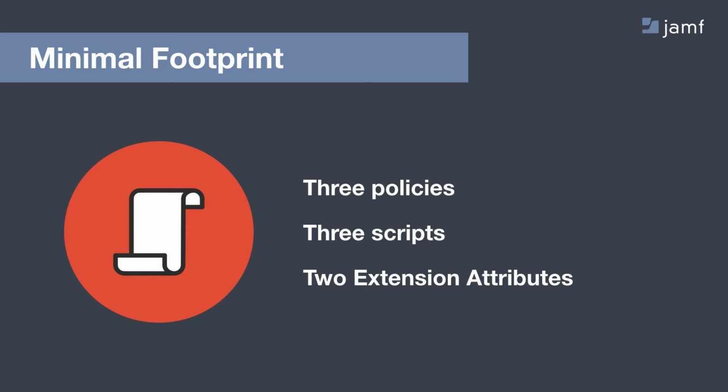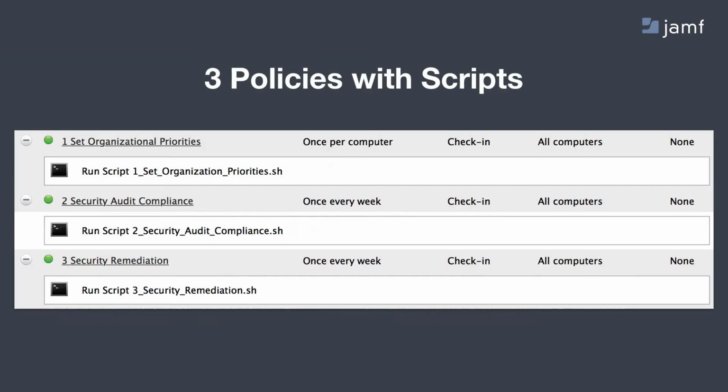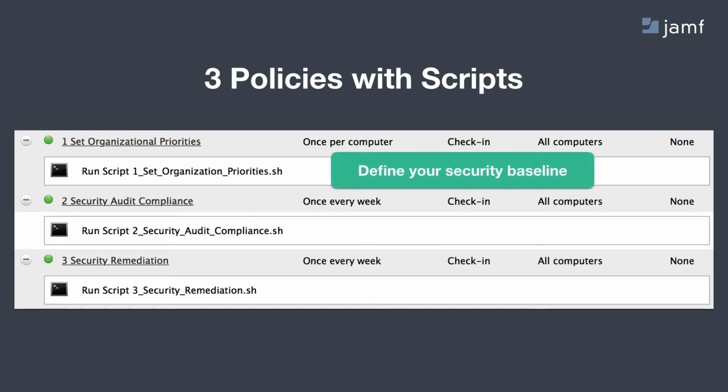3 policies that implement 3 scripts with what's also called extension attributes. There's 2 of them from a reporting structure that needs to be completed. So I think everyone should probably understand at this point, this is the Jamf Pro server, what these policies look like, and if you can see, each one of them are .sh. These are shell scripts that are going to be completed on each of your Macs that you have in your environment. The first one is setting your organizational priorities.